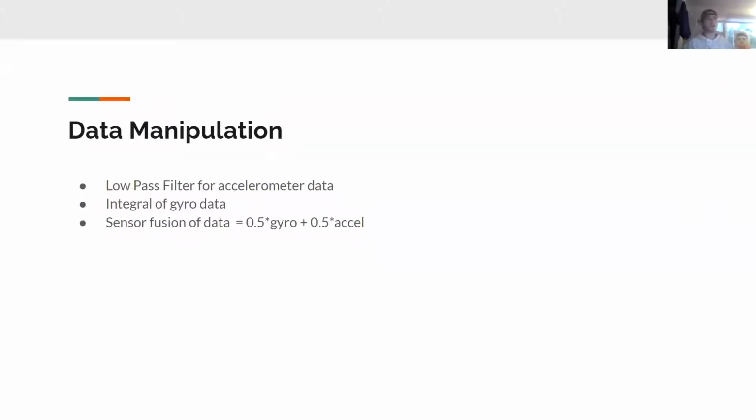All right, so there's been a lot of progress since the last presentation and since the last milestone. The first of which was in data manipulation. I was able to use a low pass filter for the accelerometer data because the accelerometer data is highly susceptible to noise. So using this filter kind of levels out that noise.